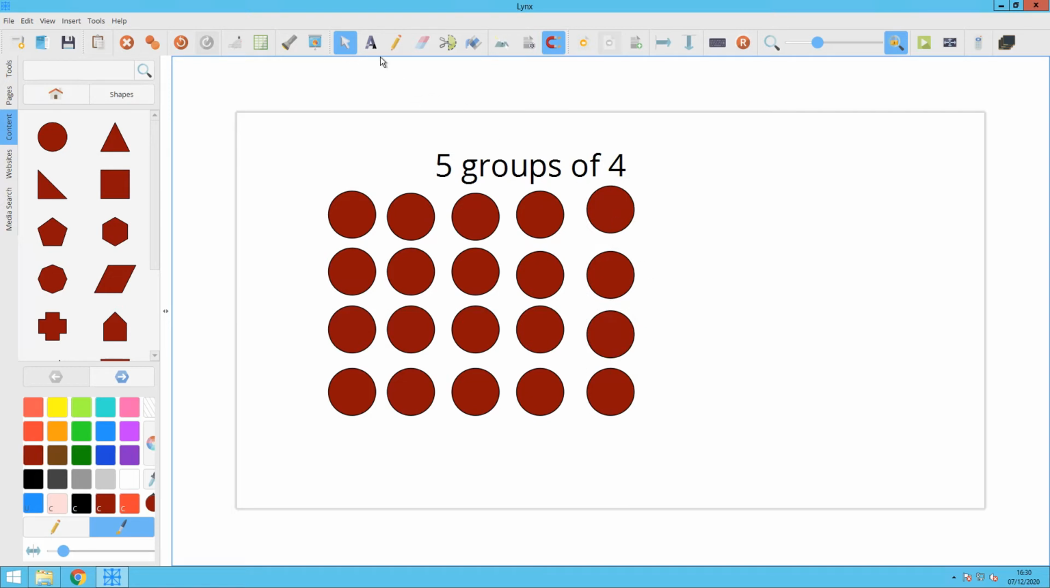So now I'm ready to do my repeated addition number sentence. So as they are groups of 4, I'm going to be adding 4. And there are 5 groups, so I'm going to add 4 5 times. So 4, add 4, add 4, add 4, add 4. 1, 2, 3, 4, 5. Now I can put my equals in.